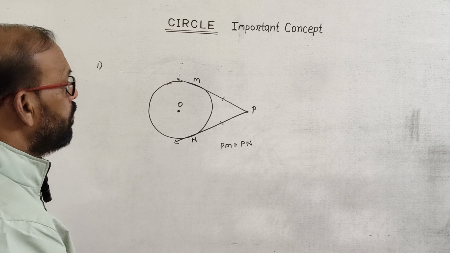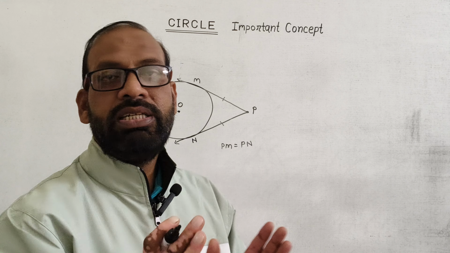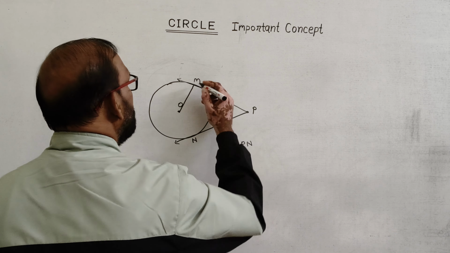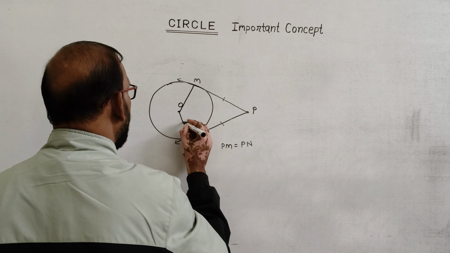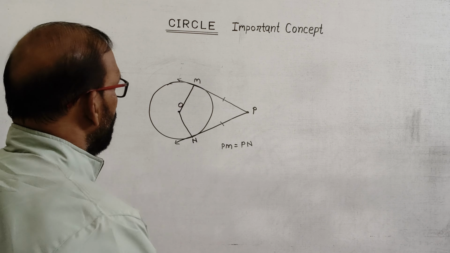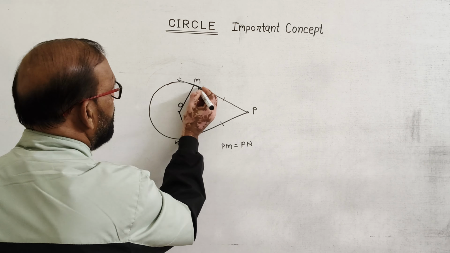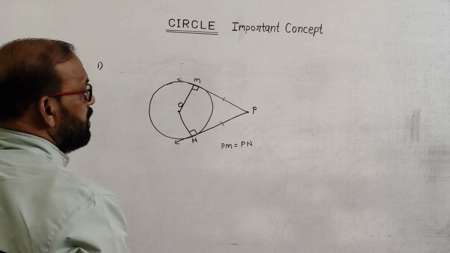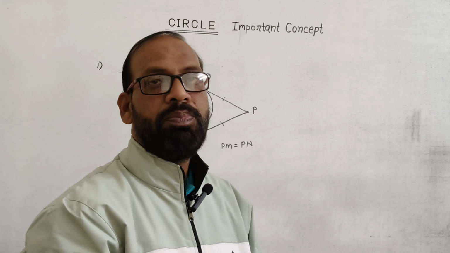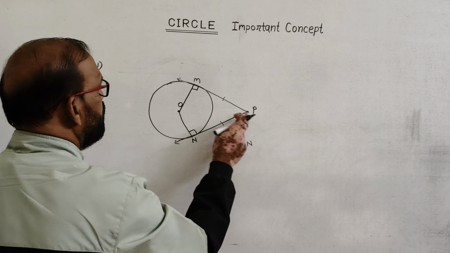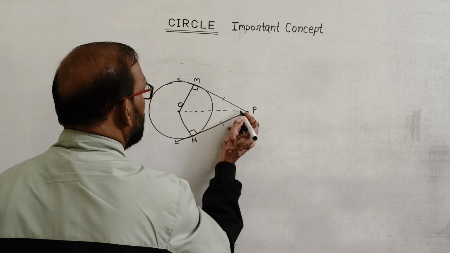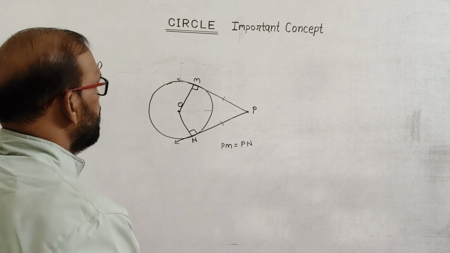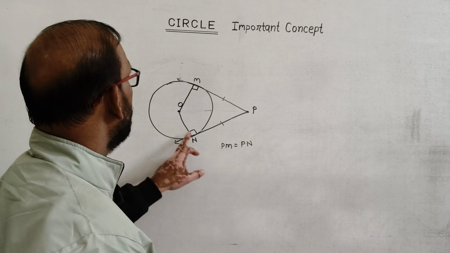Now, according to the tangent radius theorem, if we join O with the points of contact of both the tangents, like this OM and ON, we know the radius is always perpendicular to the tangent. So this is 90 degrees, this is 90 degrees. Before joining O to P, one more thing: this forms a quadrilateral. The quadrilateral is PNOM.